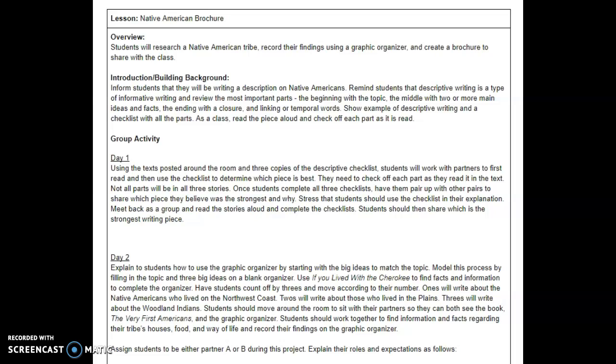And we're going to review the most important parts, which include the beginning, which has the topic, the middle, which will have 2 or more main ideas and facts, and then the ending, which will have the closure. And then linking or temporal words should be used throughout. The teacher should then show an example of descriptive writing and a checklist that has all the different parts.